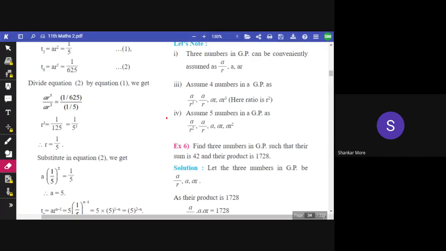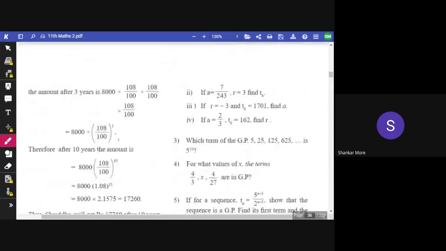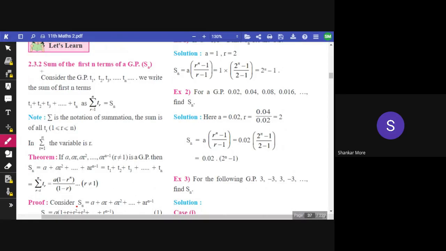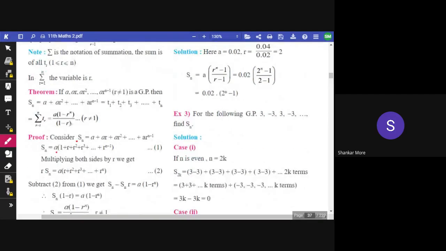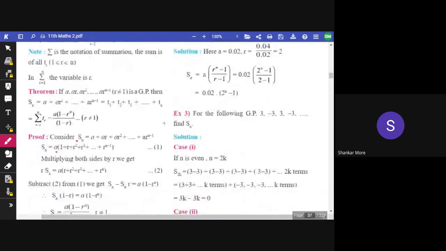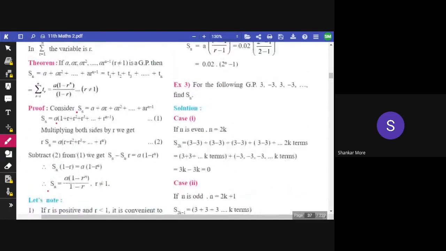Similarly for five terms. So we have seen this. After that, I think sum of first n terms of GP, we have seen this formula, isn't it? Yeah. So this is the formula. There are two formulas, for r greater than 1 and for r less than 1. There are two formulas for the sum of n terms of GP.